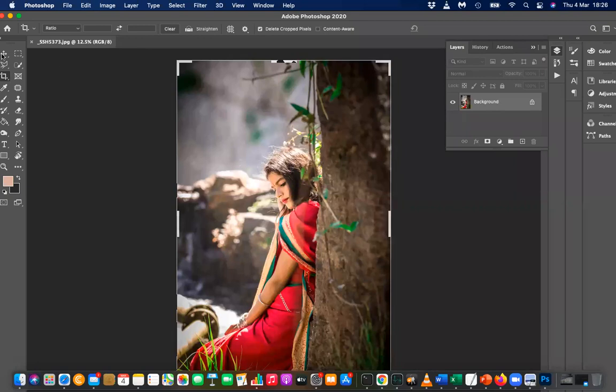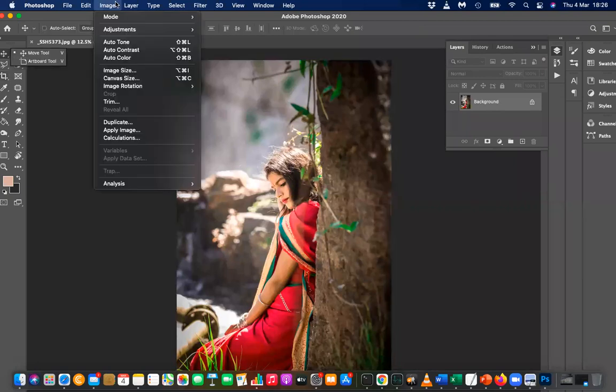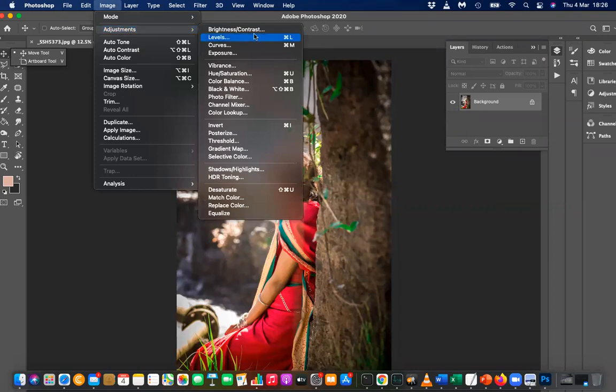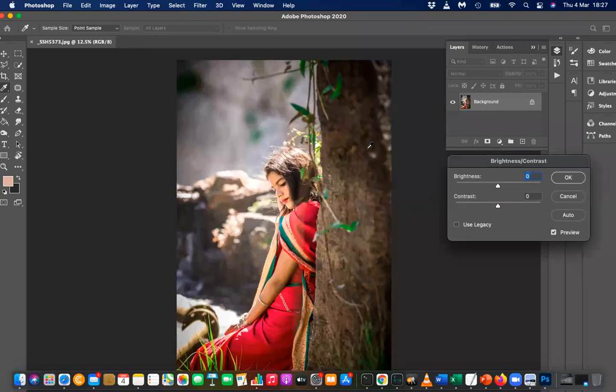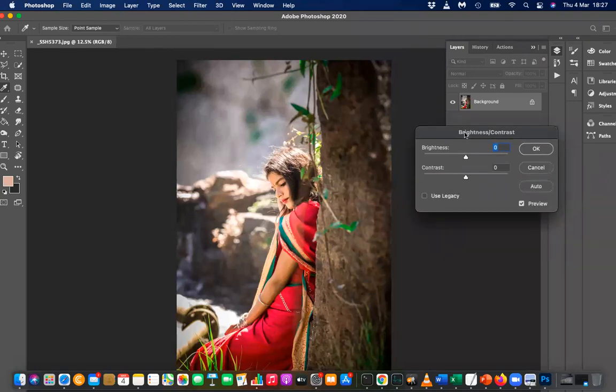Okay, let me show you in this image. I'm going to adjust brightness and contrast. Okay, can you see my screen? Can you see my screen? Hirusha? Yes, sir. Can you see the image on my screen? Yes, sir.